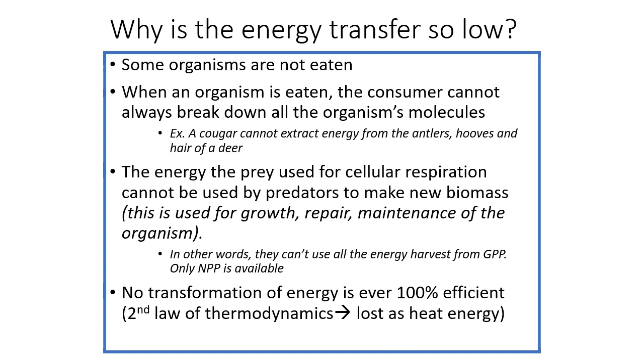The energy the prey used for cellular respiration can't be used to make new biomass. That was used for growth, repair, and maintenance of the organism. So in other words, we can't use all the energy harvested from the GPP. Only the NPP is available. So we have no transformation of energy ever being 100% efficient.